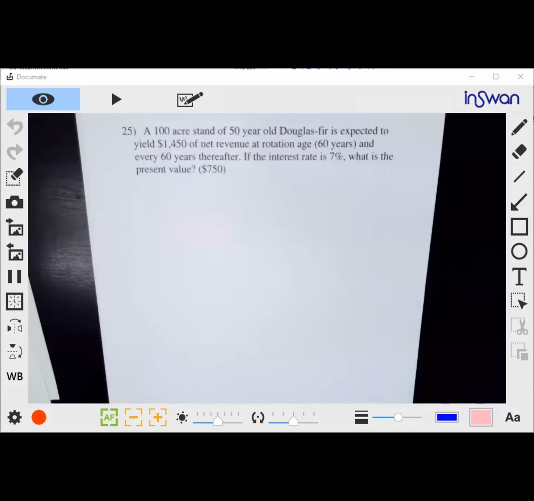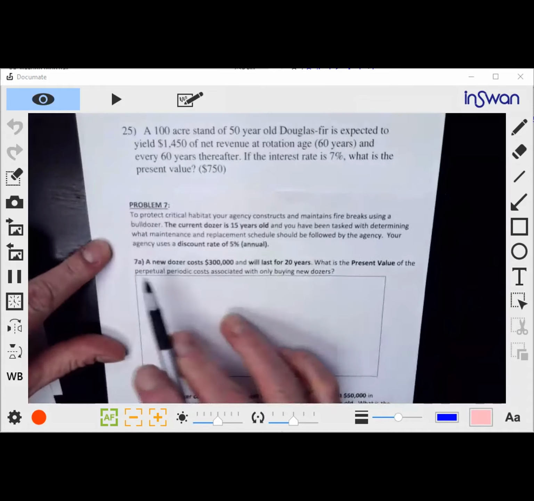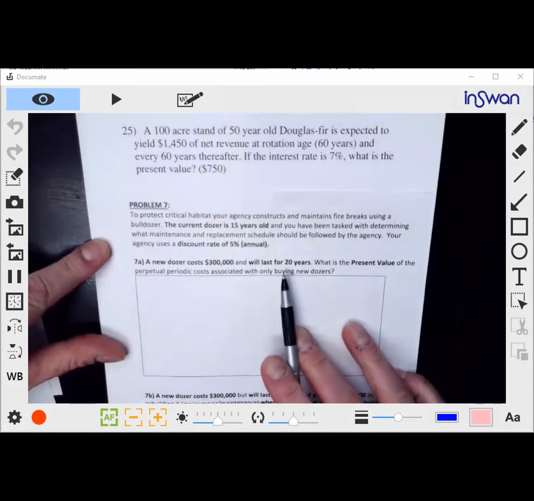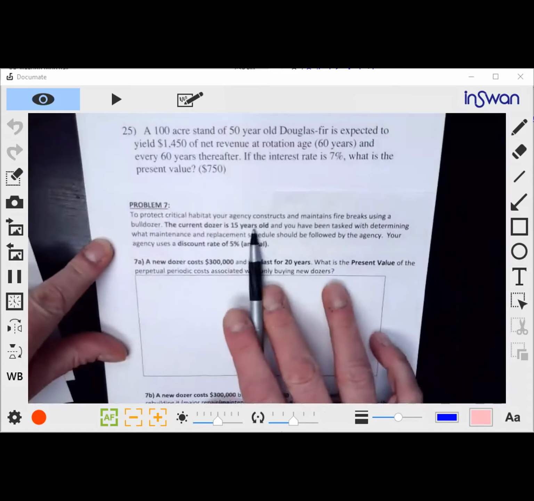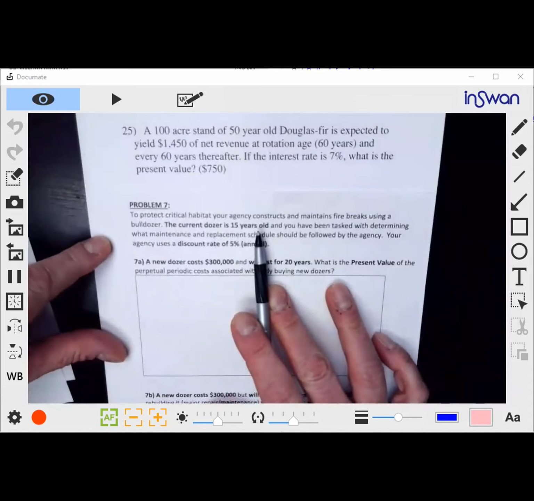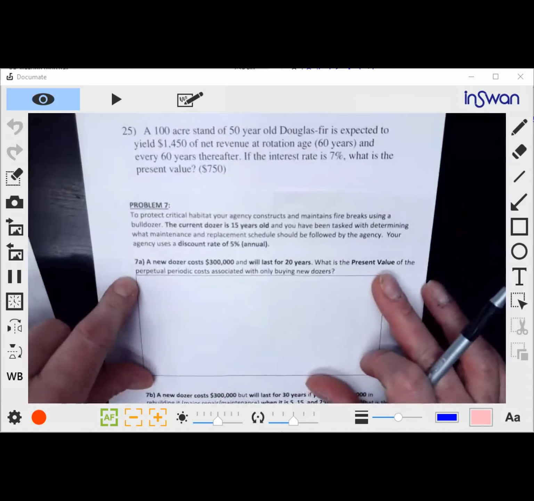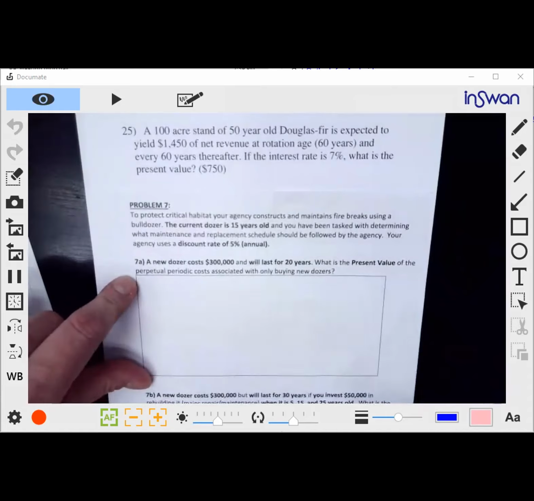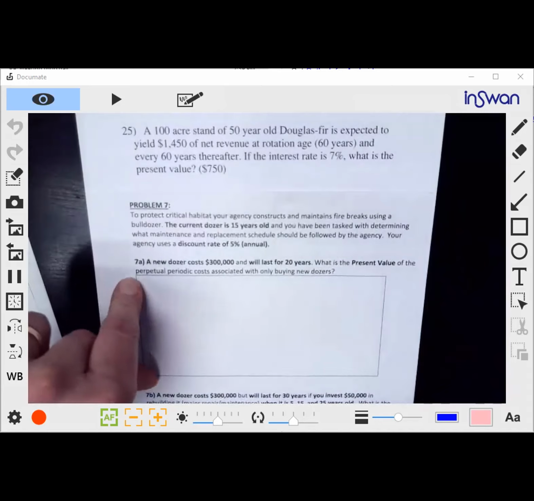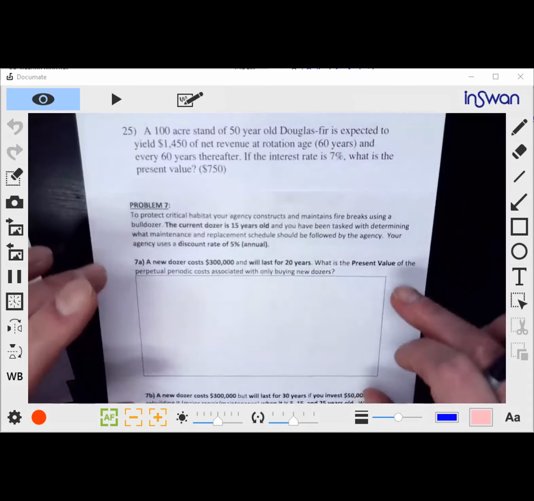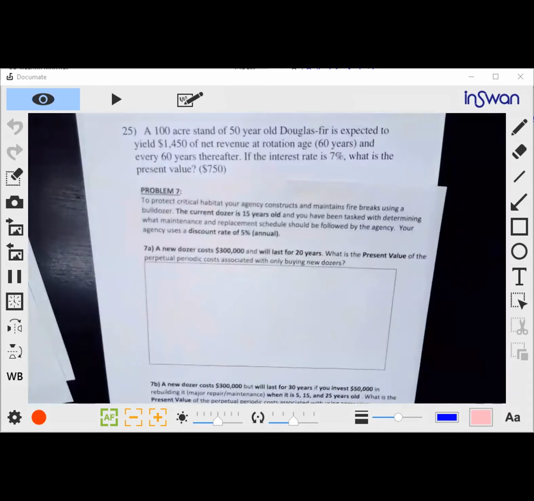All right, guys, I wanted to revisit problem 25 from homework 2. The reason I want to do this is because we've had a lot of questions about problem 7 in homework 3, in relation to this bulldozer being 15 years old, where every 20 years we would need to buy a bulldozer, right? So in 5 years, we'd have to buy a new bulldozer, and then every 20 years thereafter. There have been questions about just how you would set that up.